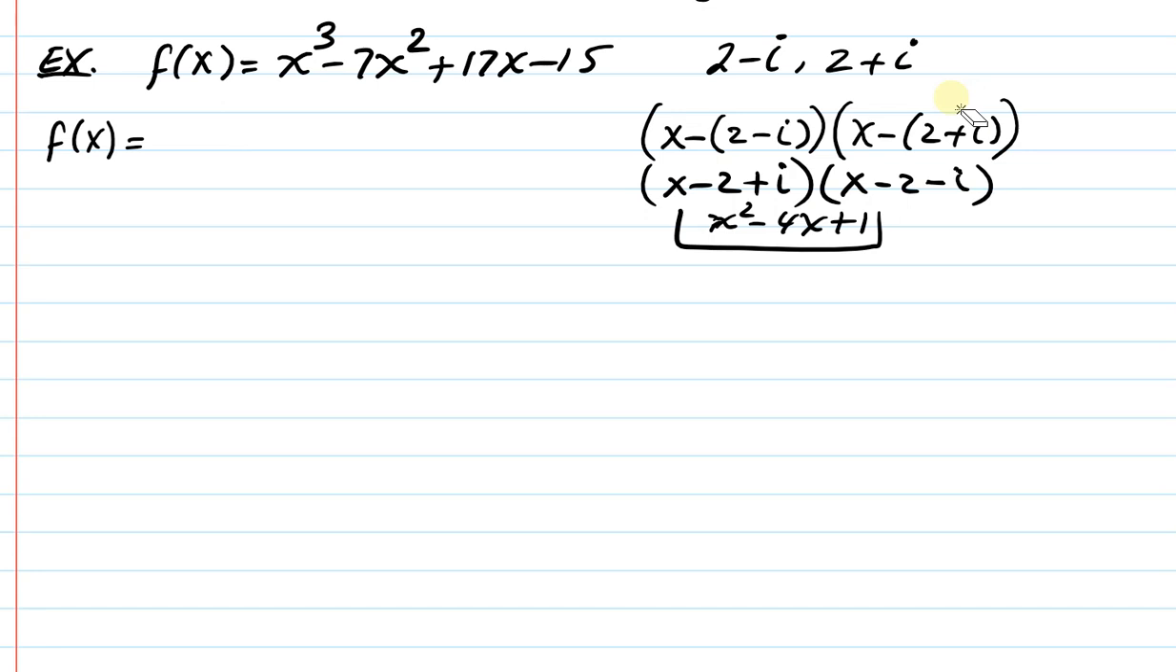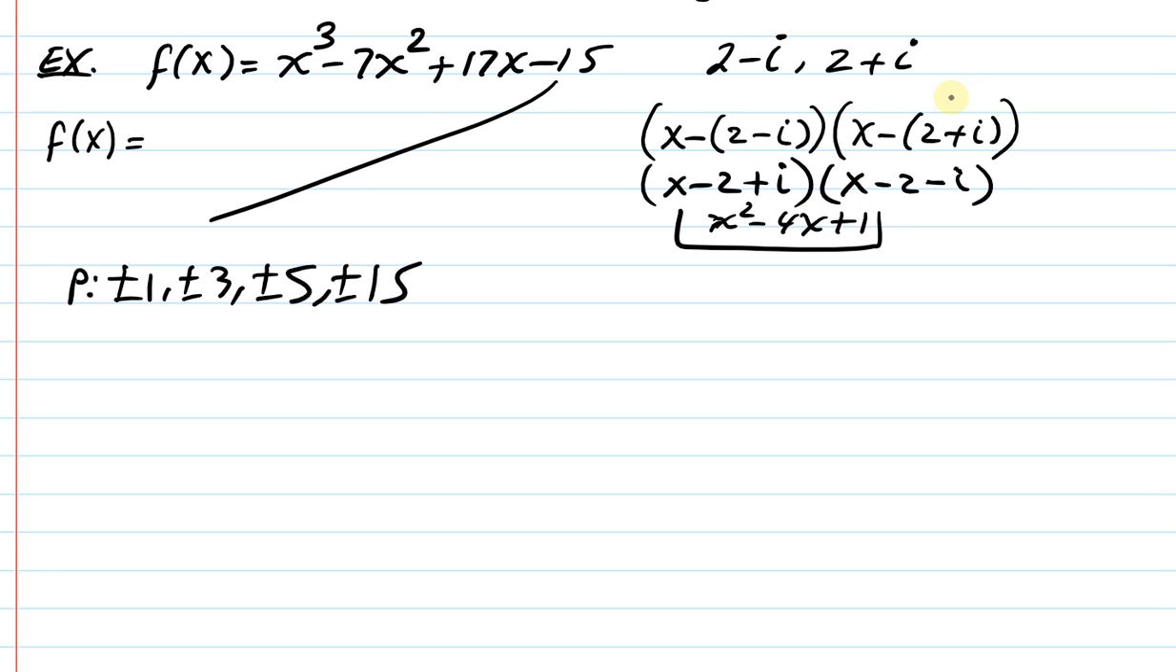P is the coefficient on the constant, this one. All factors of the constant, not the coefficient, factors of the constant. That's plus minus 1, plus minus 3, plus minus 5, plus minus 15. These are factors of 15. Q are the factors of the leading coefficient, plus minus 1, because that's what that is, just 1.